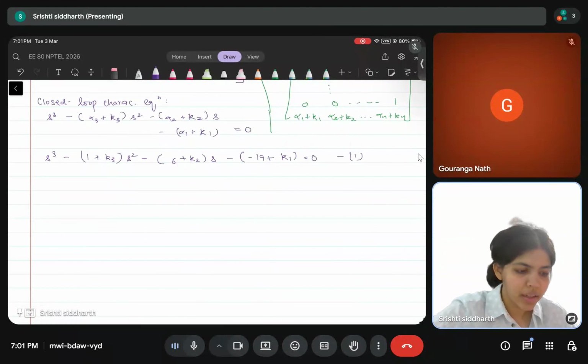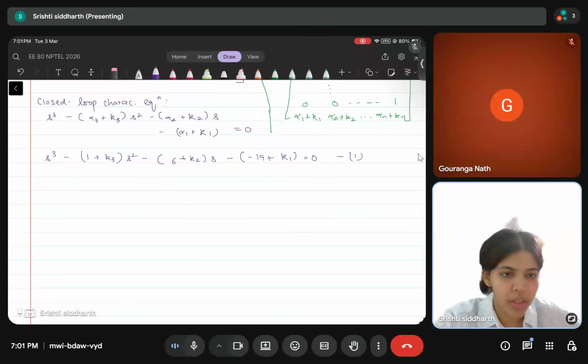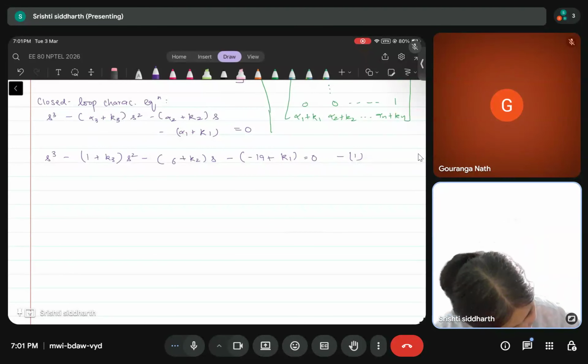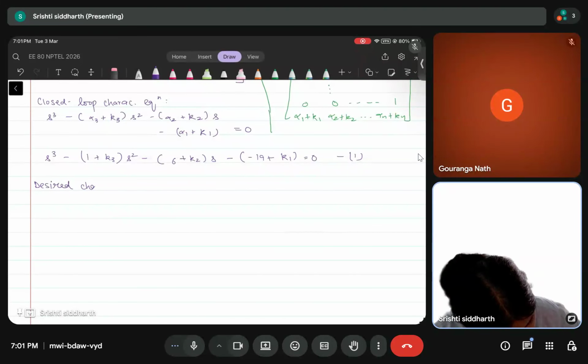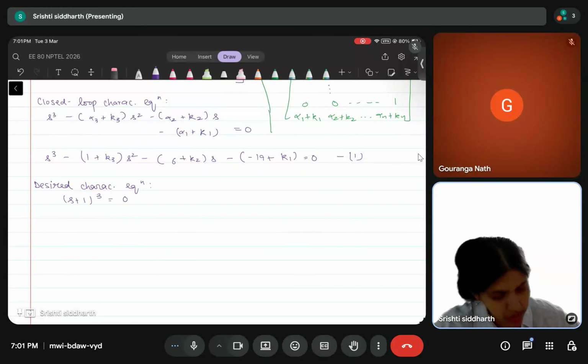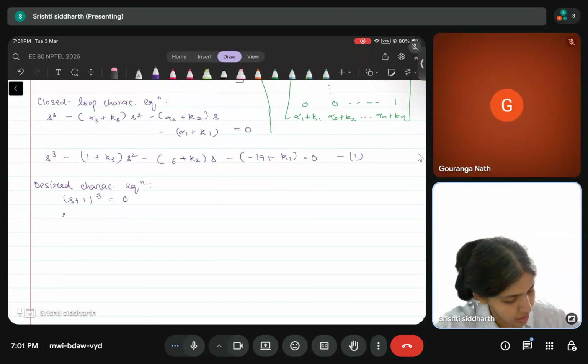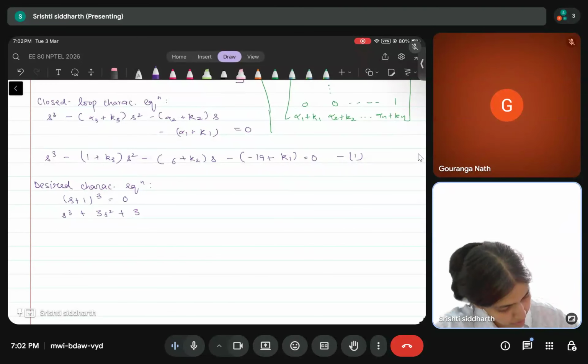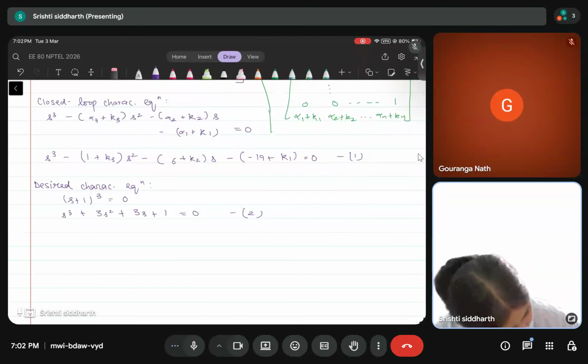We also have the desired eigenvalue, so we can compute the desired characteristic equation. (s plus 1) cube equals 0. So this is s cube plus 3s square plus 3s plus 1 equals 0. Let's compare the two equations.